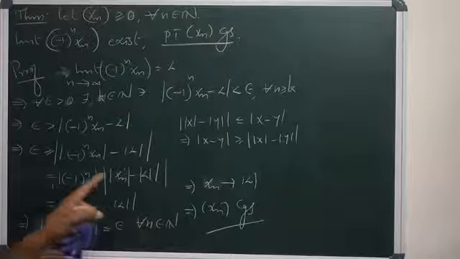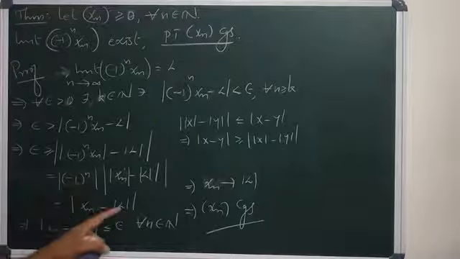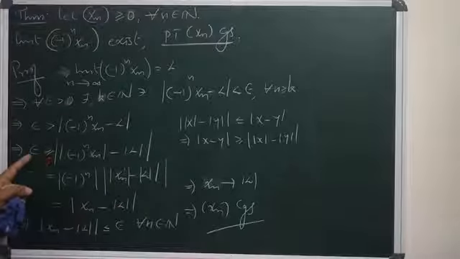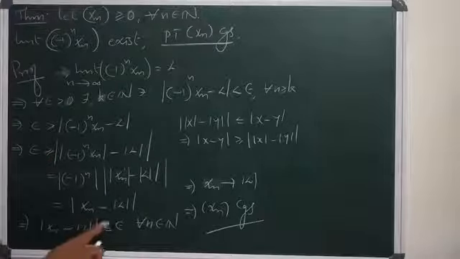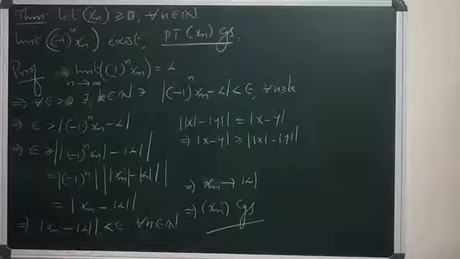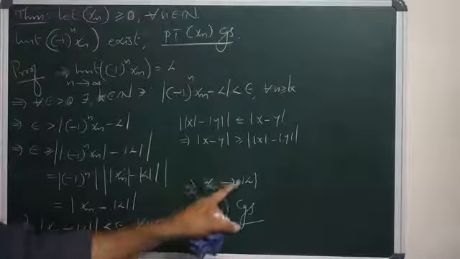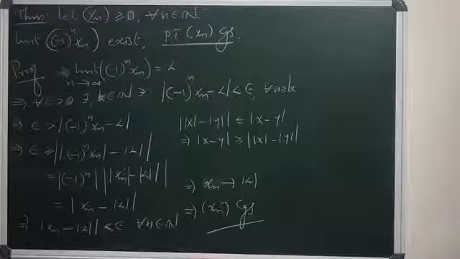So finally modulus of xn minus mod L is less than or equal to epsilon, or strictly less than epsilon. That means the sequence xn converges to where? To mod L. So the sequence xn converges to a point. That means xn is a convergent sequence. Agreed? Okay.